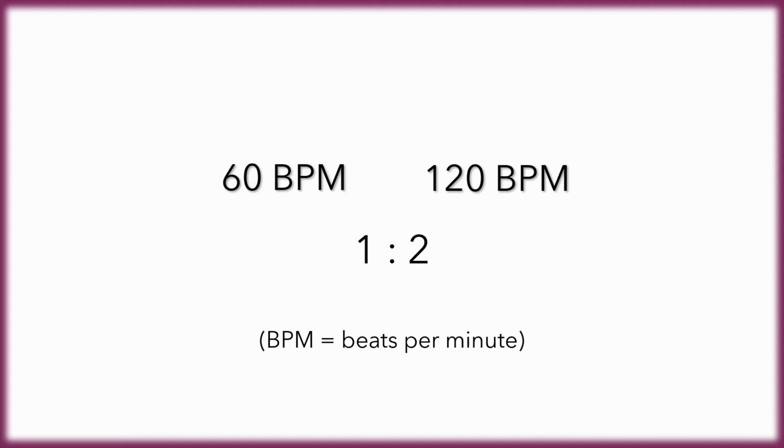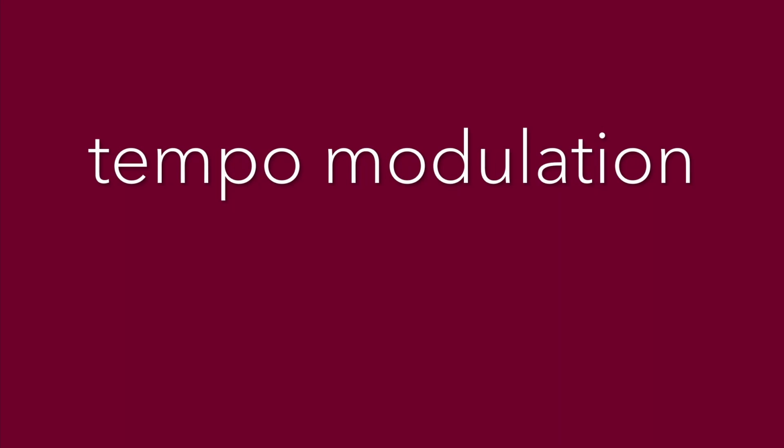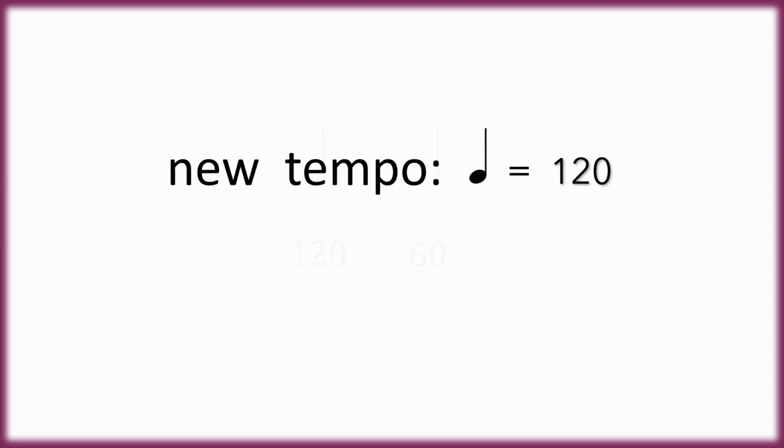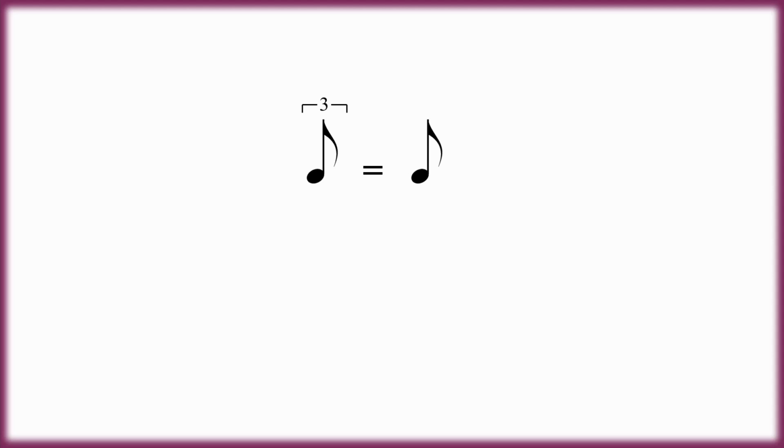The ratios that exist between conventional tempi give rise to the concept of tempo modulation. One example is where a quarter note in one tempo becomes equal to a half note in a new tempo. This change in the ratio 2 to 1 leads to a doubling of the speed of the music. Of course, other relationships are possible. For example, if a triplet eighth note in one tempo is made to equal an eighth note in the next tempo, in other words, where the ratio is 3 to 2, then the music will speed up by 1.5 times.